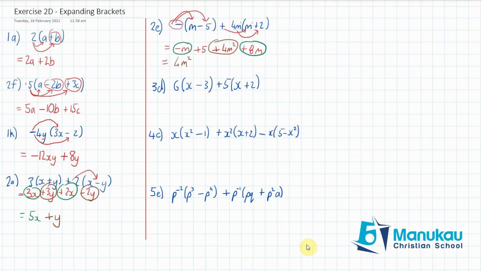I've got an 8m and a minus m, so altogether that's 7m. 8 minus 1, right? And then the last step is grabbing this guy here, the positive 5, and so I've done that one now.